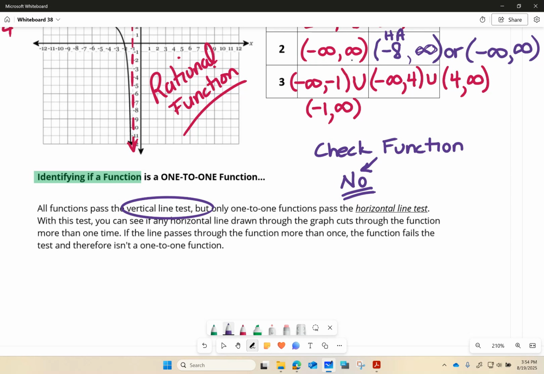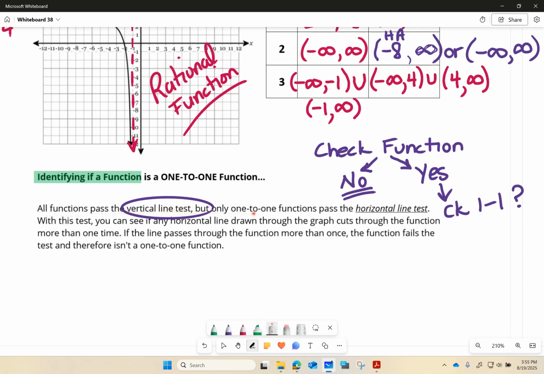Now, if you check to see if it's a function and you answer yes, that means I need you to now check and see if it's one-to-one. Only if you answer yes do you check to see if it's one-to-one. So let's read this paragraph.